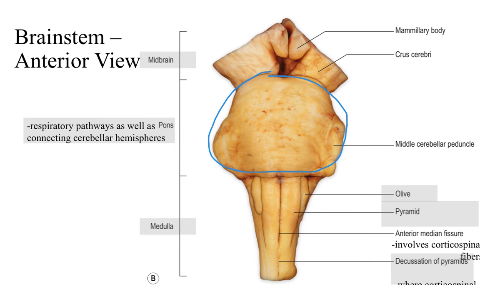So if you identify the pons, then anything immediately above it would be the midbrain, and anything immediately below it would be the medulla oblongata.